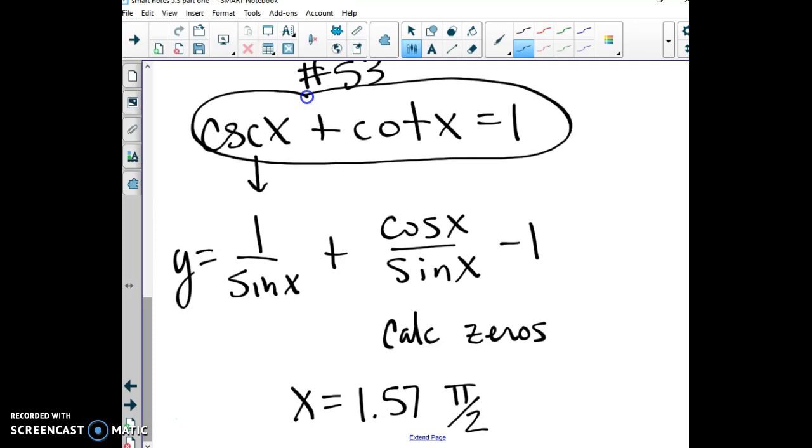If we rename cosecant as 1 over sine, cotangent as cosine over sine, and 1 as sine over sine, we would have 1 plus cosine x plus sine x all over sine x. We could look at it that way and start to evaluate and mess around with it. But I just wanted you to put this into your calculator and estimate those zeros. So we can see at roughly 1.57, or pi halves, we have a solution for our equation, cosecant x plus cotangent x equals 1.